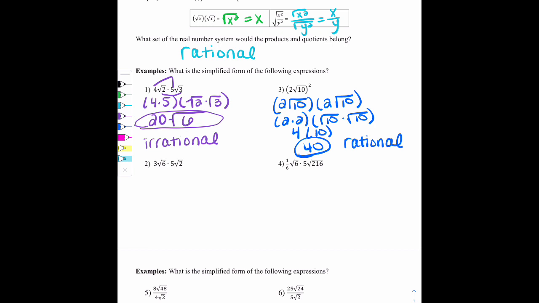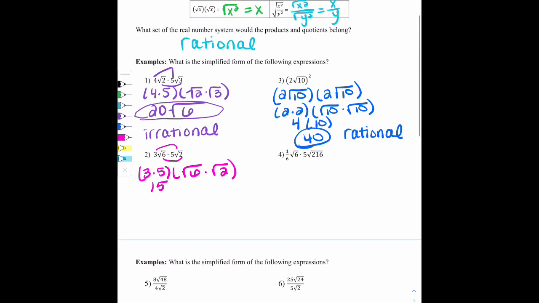So in example 2, again, make sure you multiply what is similar. That would be the 3 times the 5 and the square root of 6 times the square root of 2. So 3 times 5. And then square root of 6 times square root of 2. We have 3 times 5 is 15. Square root of 6 times square root of 2 would be the square root of 12.